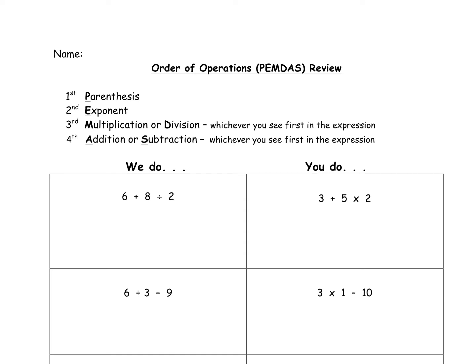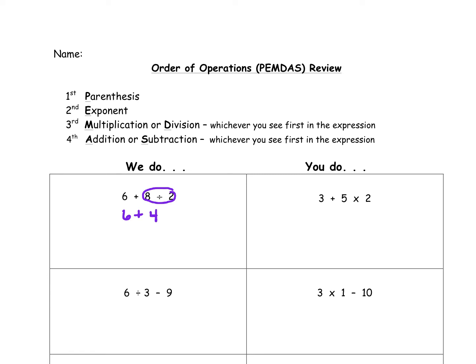So let's start, and the very first thing I see is addition. And remember, that's the last thing we do. Next is division. So we're going to work on division first because it comes before addition and subtraction. So I'm going to circle the number before the division and the number after division. Since I'm not going to use the 6 and the plus, I'm going to drop them down. And then the result of 8 divided by 2 is 4.